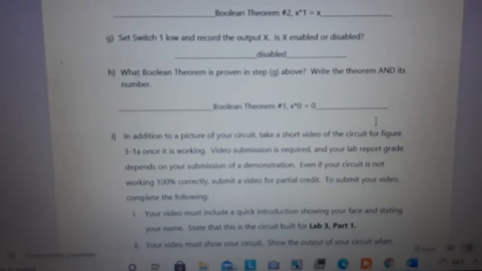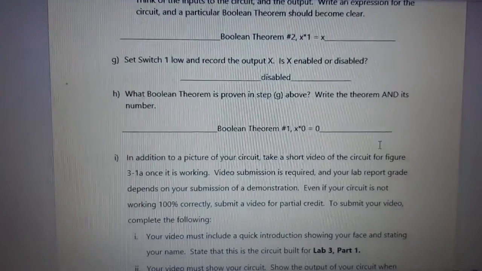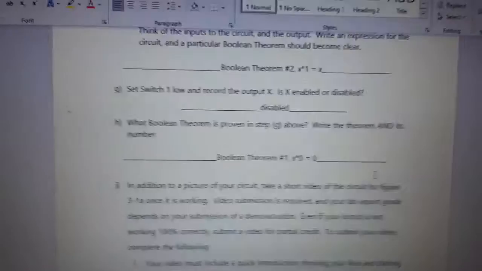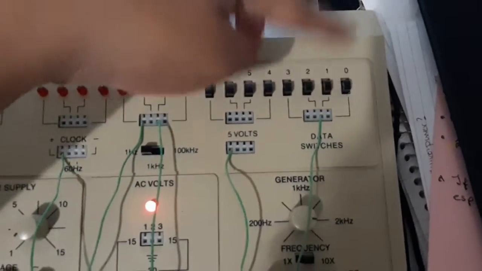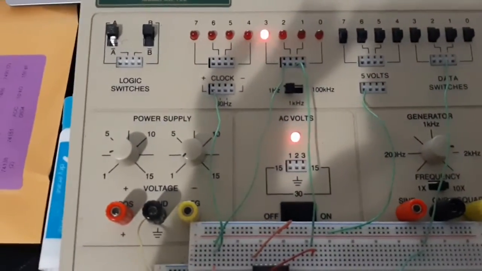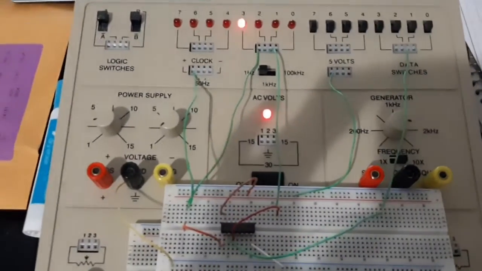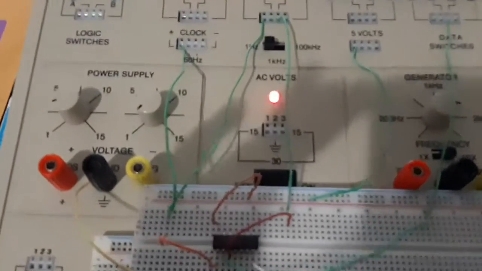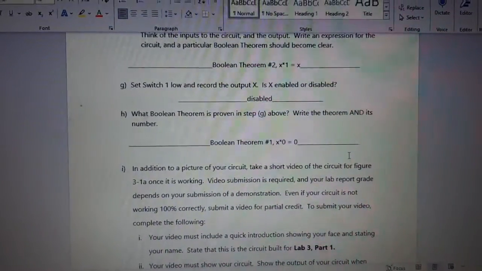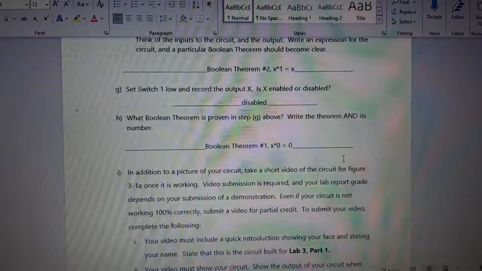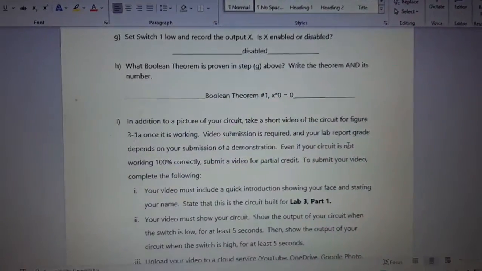Now part G says set switch 1 low and record the output X. So we're going to bring it to low. And with that, I only have LED number 3 blinking, which is input A, but the output X is no longer blinking. So the output X is disabled in this case. And the Boolean theorem that this proves is Boolean theorem number 1, which is X and 0 is equal to 0.